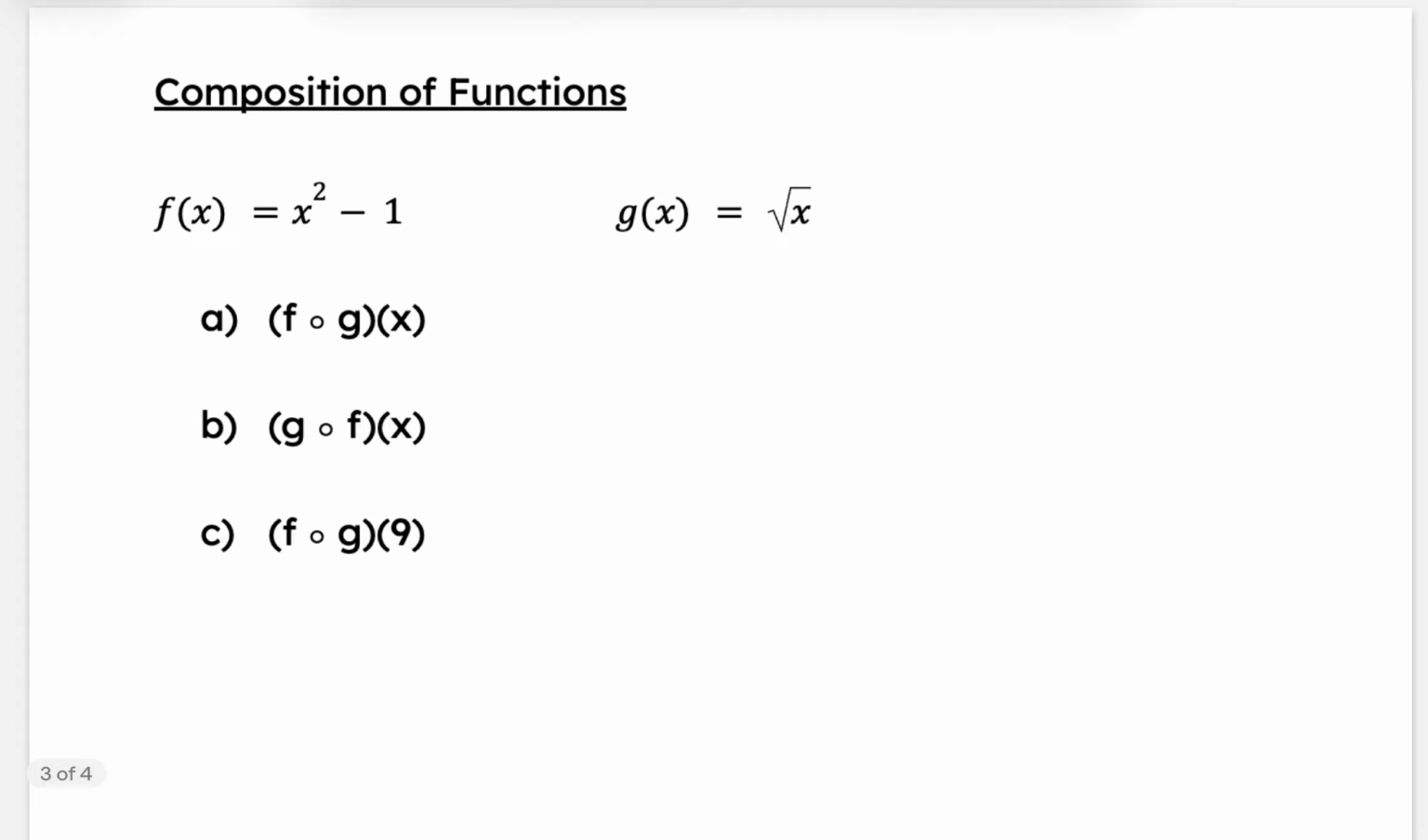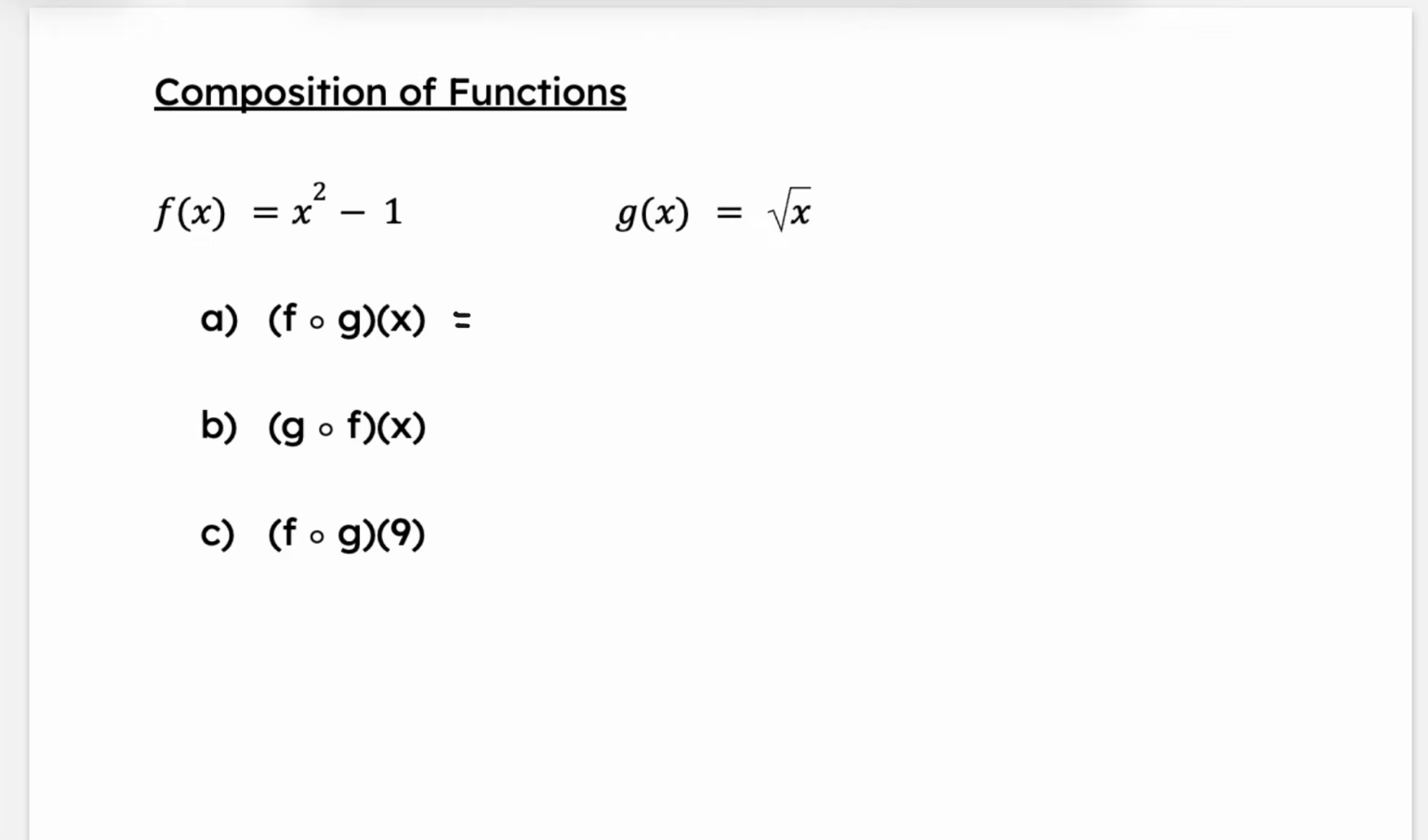Okay, next is composition of functions. This is where we're plugging a function into another function. I'm going to write two different ways that you might see it. So you see the f of g of x. That open circle in between the f and the g is not multiplication. A lot of kids try to treat it as multiplication. It's not multiplication. It is "of." It's a composition.